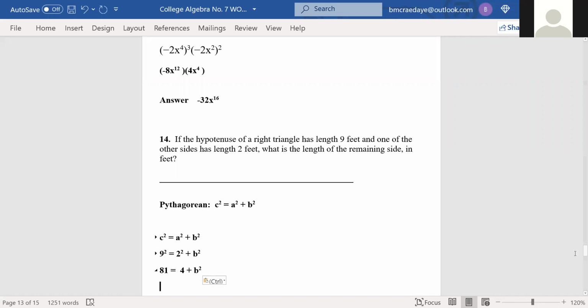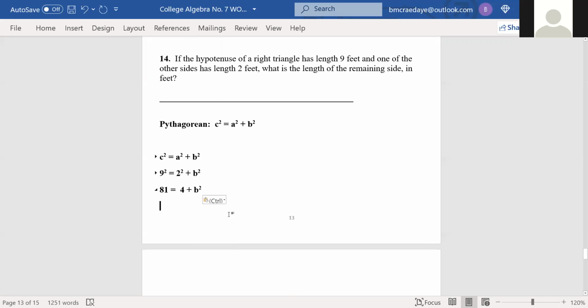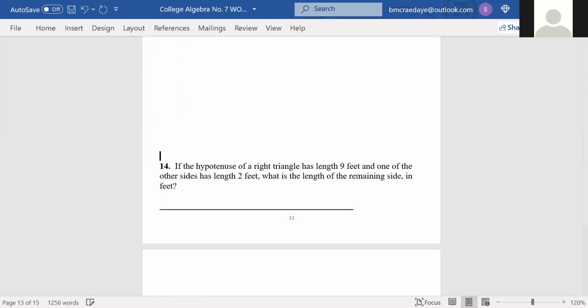So what do I do next, Latoya? Solving for b. 81. Yeah, what do I do to both sides? Minus 81. No, minus 4. Oh yeah, minus 4. Subtract 4 on both sides. Okay, there we go. Now, what I'm going to do is bring this all to the next page so we can finish it up.